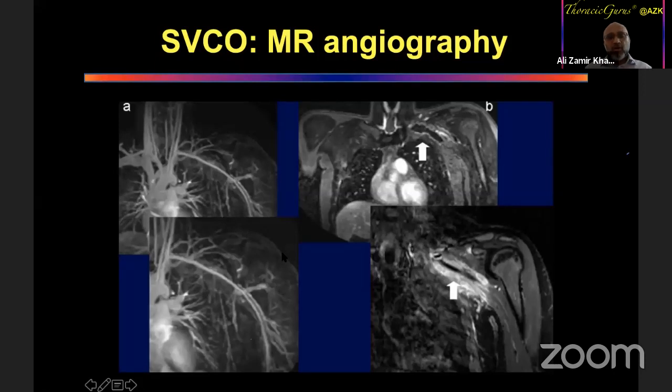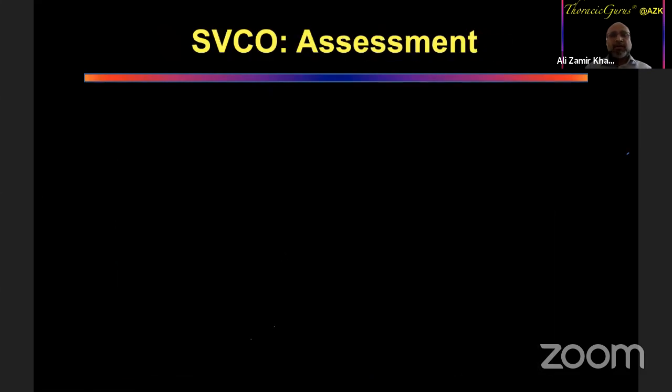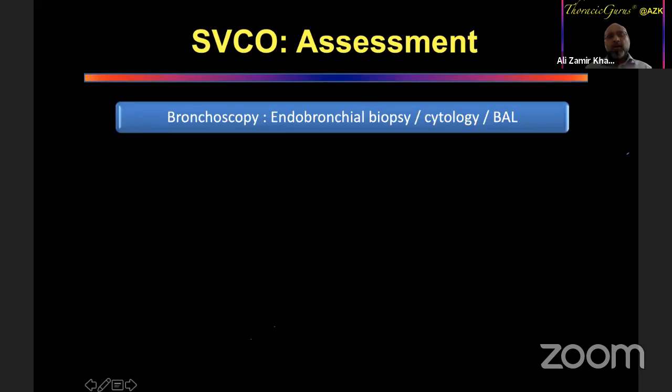But of course, it takes a lot longer, and the patient may not be able to lie still for 40 to 45 minutes for you to be able to do the MR angiography. Hence, CECT remains the gold standard in these patients. Again, now you're starting to look at what is the cause of the SVC obstruction.